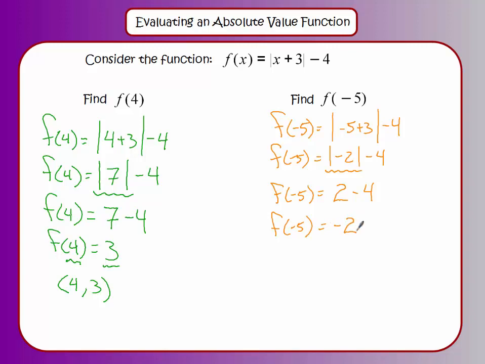So this reads, this function evaluated at -5 equals -2. So when x is -5, y is -2. So the point here would be (-5, -2). Okay, and that's all you have to do to evaluate these. But now we're seeing that when we evaluate a function, we are always getting a point out of it. These points, (-5, -2) and (4, 3), lie on these lines, this piecewise function.